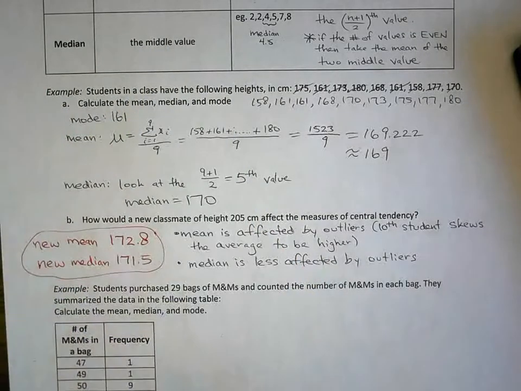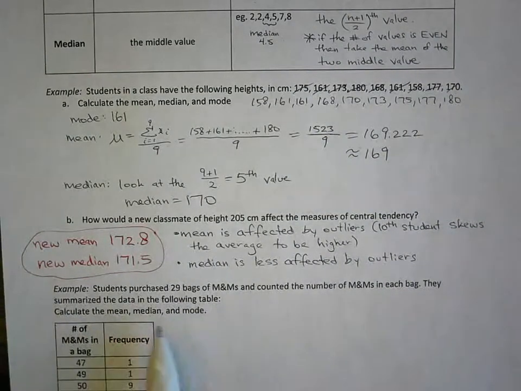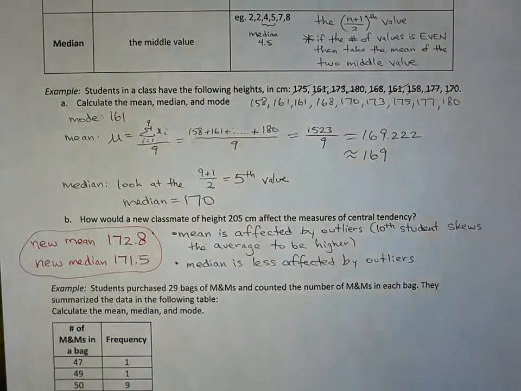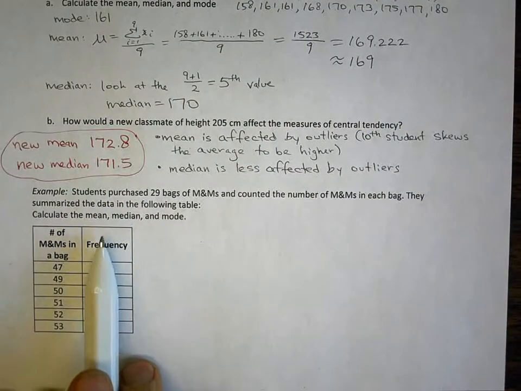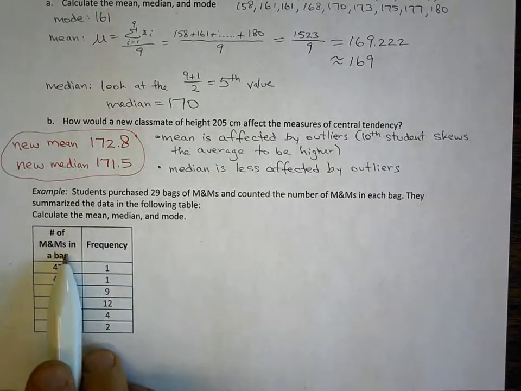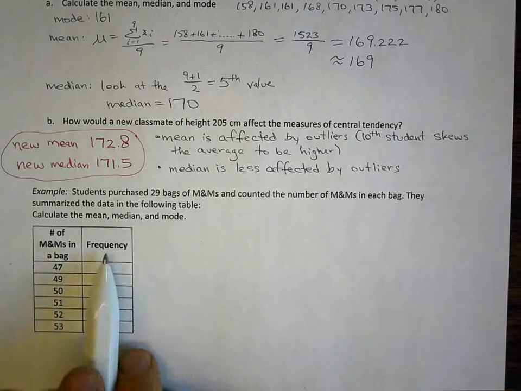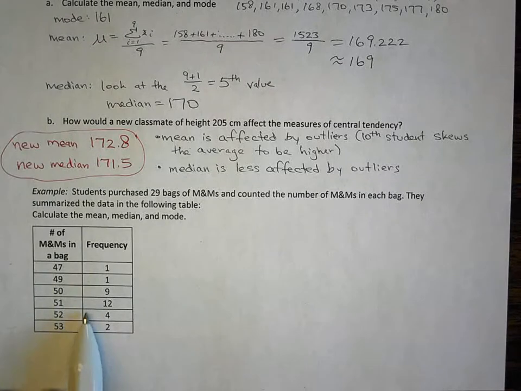They're just presenting you different ways of looking at statistics. Let's do an example that has a frequency table. Students purchased 29 bags of M&Ms, delicious, and counted the number of M&Ms in each bag. They summarized the data in the following table. So remember there's 29 bags, but they used a table to present their data.